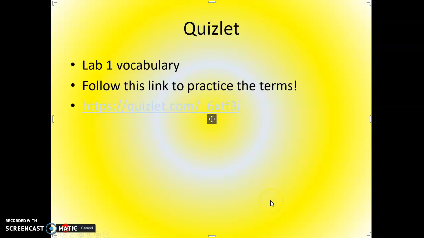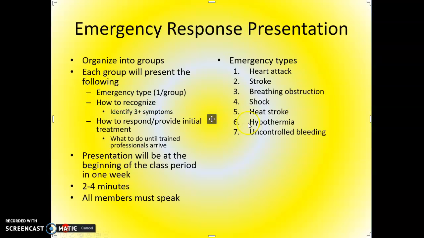And then almost the last little bit here. On Canvas, you can go into the Quizlet section. If you follow this link, it'll help you practice the terms from Lab 1 vocabulary. There's a lot there to practice, so I'll let you look at those. And then again, get in groups and try to organize and figure out what emergency you want to talk about. I'm looking forward to hearing what people have. We have fun doing this part of it, talking about the different types of emergencies.